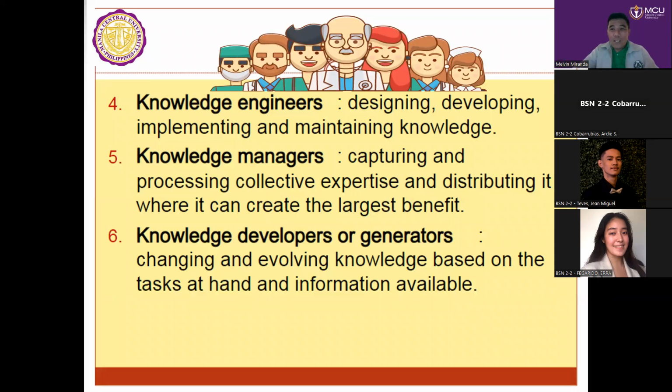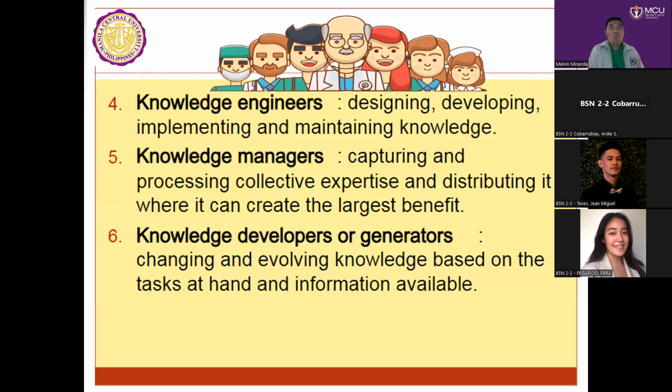That's why we are always oriented with SMART. We must always be specific, measurable, attainable, realistic, and time-bound. On this aspect of knowledge managers, we can consider the processing of collective expertise, kasi the term here is processing: the plan, organize, direct, and control, and it can create the largest benefit. When it can create the largest benefit, it could be national or international.